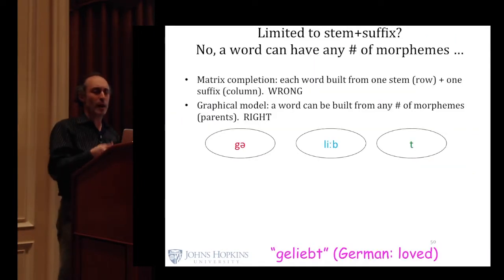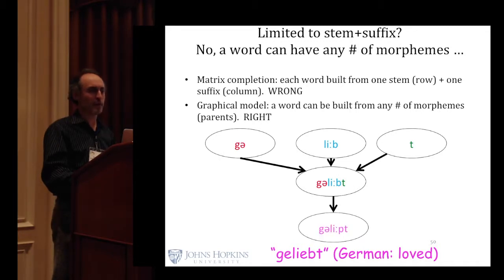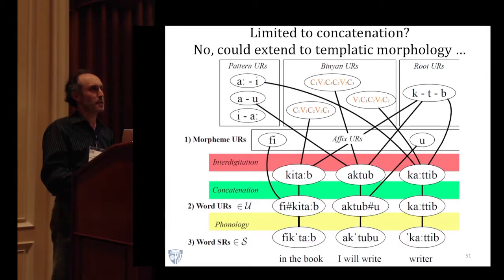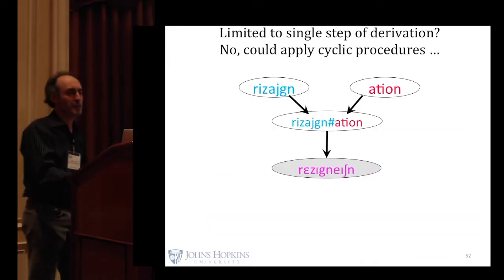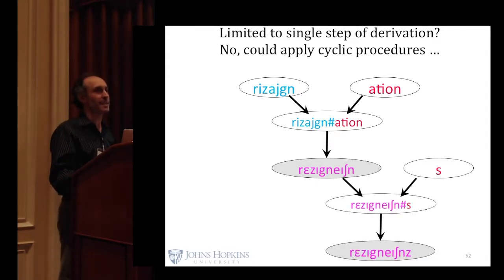Okay. So a few questions you might have. Is this limited to stem plus suffix? No, a word could have any number of morphemes. So you can still draw that with a graphical model. Is it limited to concatenation? No, you can use multi-tape finite state transducers to do, say, non-concatenative morphology. This is a picture of Arabic. Is it limited to a single step of derivation? No, if you want cyclicity, you can stick an S on the end of resignation, and you get resignations using the same phonological rules and the same underlying forms.